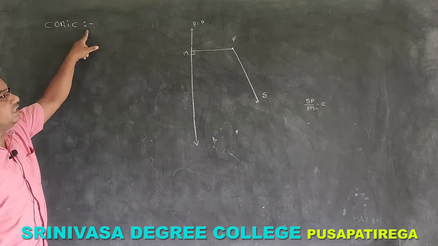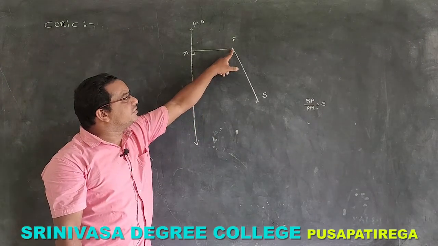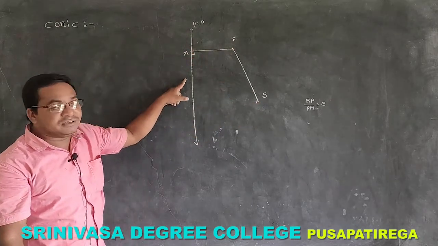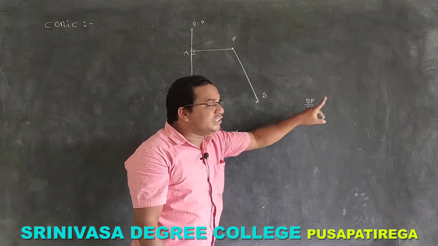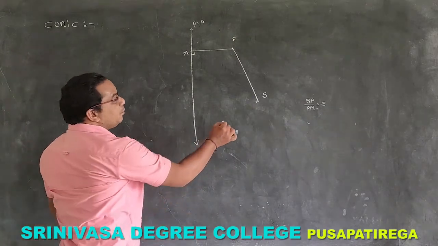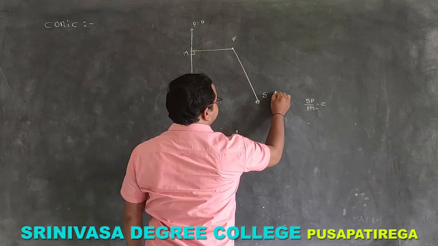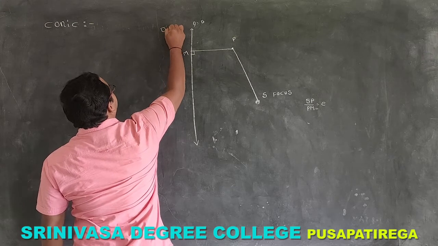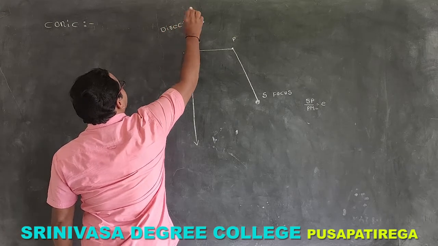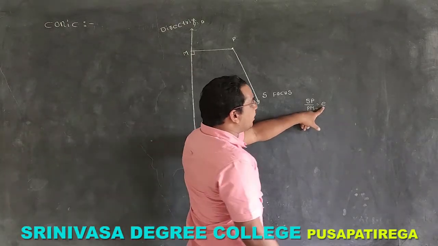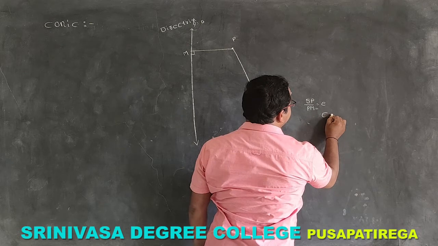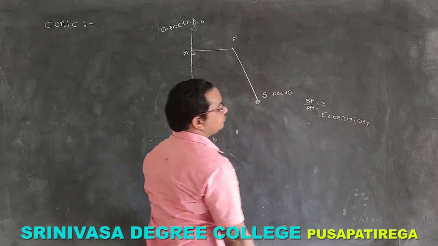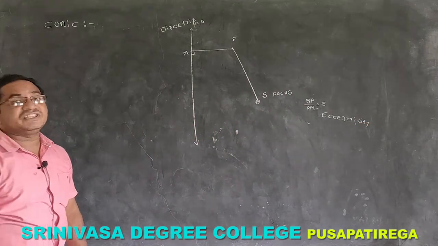So the definition of conic is the set of all points which are at a constant ratio of distances from a fixed point and the fixed straight line. That is called a conic, which is denoted by E. The fixed point S is called focus, and the fixed straight line L is called directrix. The constant ratio E is called eccentricity. So that is the definition of conic.